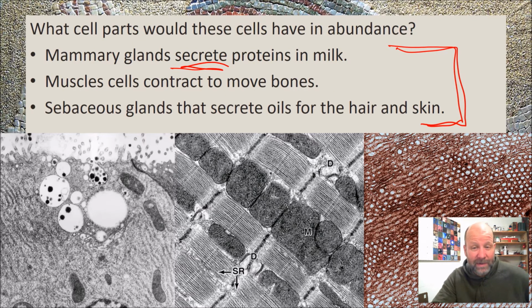Muscle cells have to contract to move bones. You're going to have lots of cytoskeleton whenever you're moving anything. You're going to have lots of motor proteins whenever you're moving anything. And you're going to have lots and lots of mitochondria because you need huge amounts of ATP.